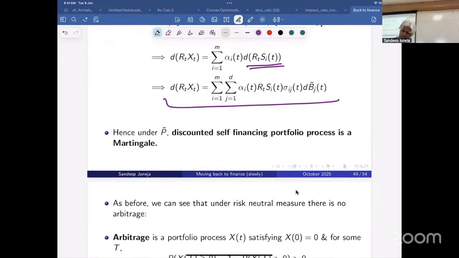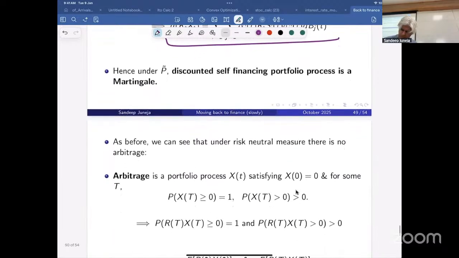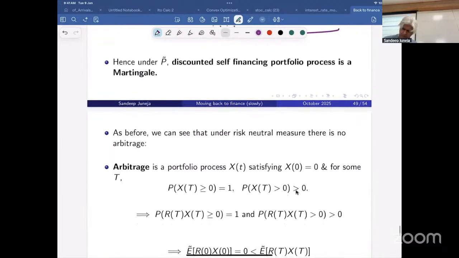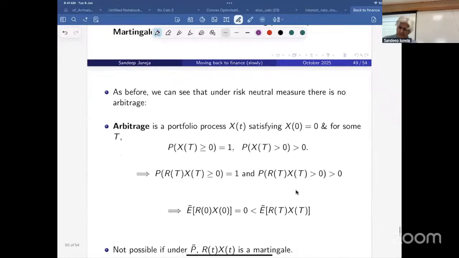I think that's correct. We're on track. So under P tilde, the discounted self-financing portfolio process is a martingale. That's where we are right now. As before, we can see this under the risk neutral measure. And now the other result is that when the risk neutral measure exists, then you don't have an arbitrage, right?